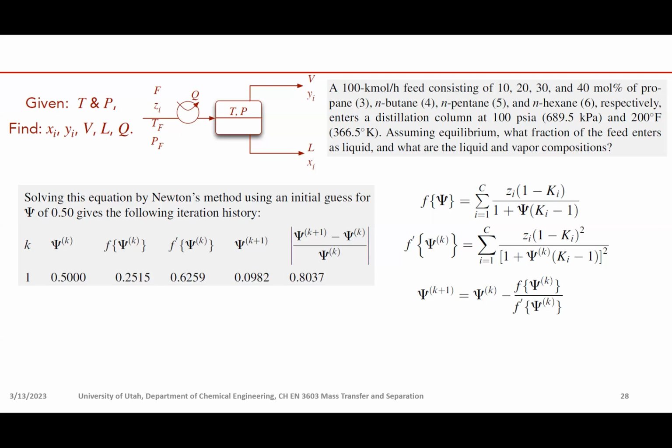Then you can compute the relative difference between the psi value in the second iteration, k plus one, and the psi value in the first iteration. That gives you a relative difference of 0.8, which is pretty big, which means we're far away from convergence. Then we go to the next step: we use this value as the psi value for the second iteration.